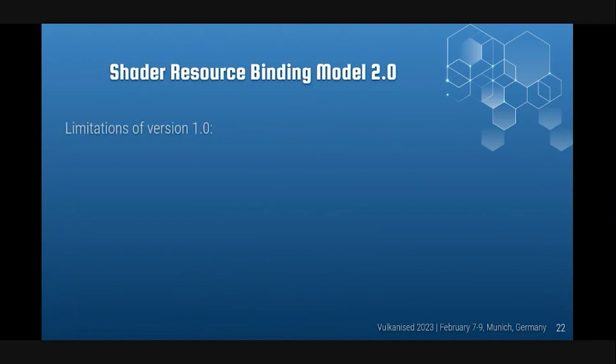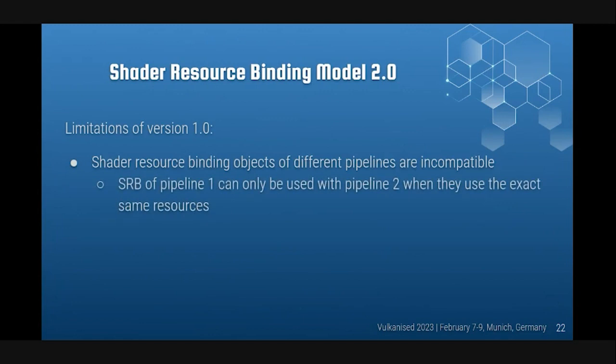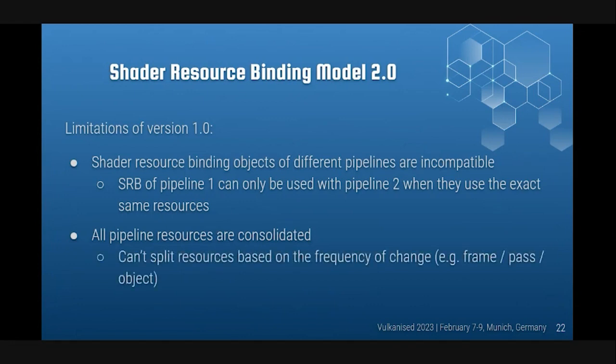So this system worked well, but there were a few limitations that we wanted to fix. First of all, the problem was that the shader resource binding objects of different pipeline states were incompatible with each other. So the resources of one pipeline could only be used with another pipeline if the two pipelines use the exact same resources. And also the problem was that all resources of every pipeline were consolidated. For instance, we couldn't split the resources based on the frequency of change, like frame-only resources, pass resources, and object-specific resources.